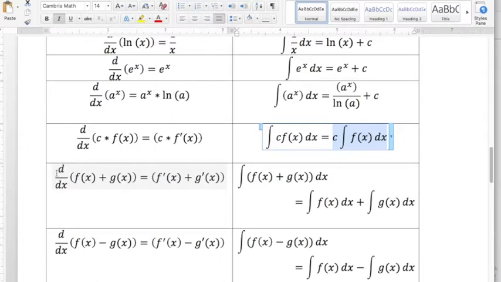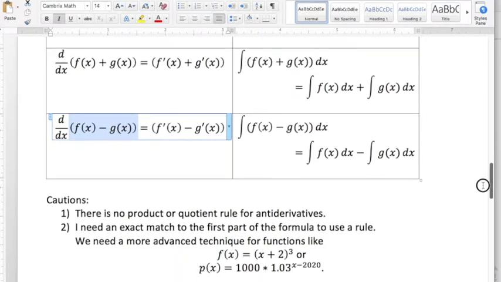The derivative of a sum of two functions is the sum of the two derivatives. So the antiderivative of the sum of two functions is the sum of the two antiderivatives. And similarly, there is a rule for the difference of functions.